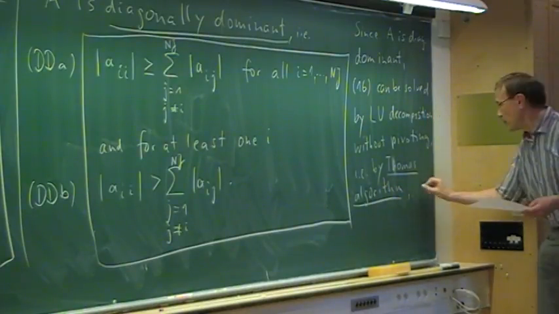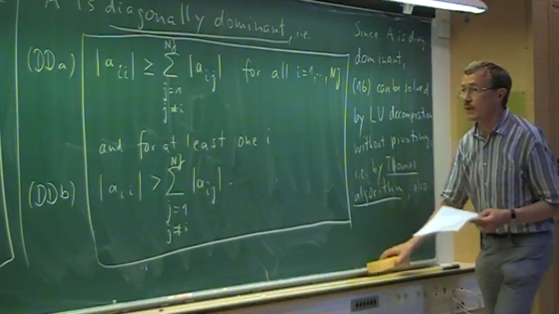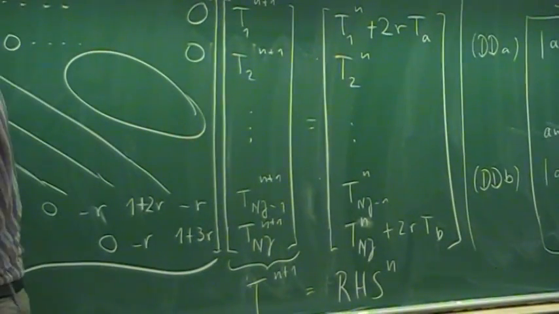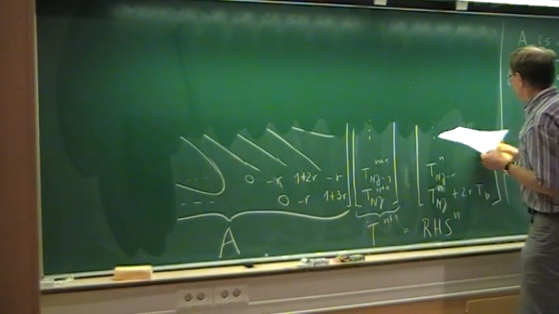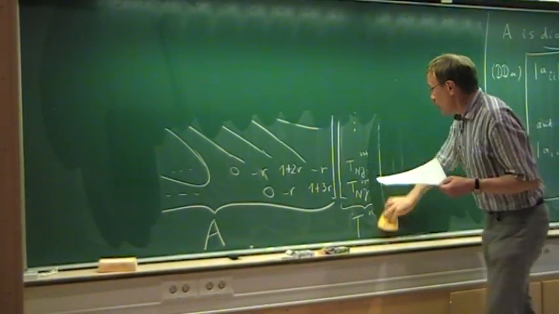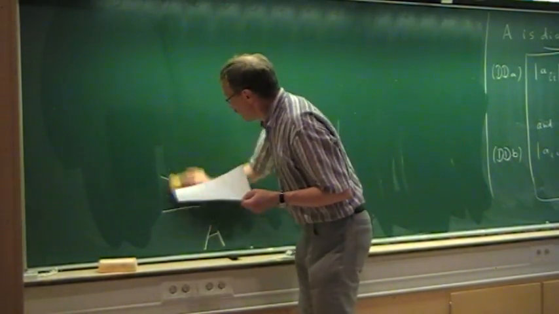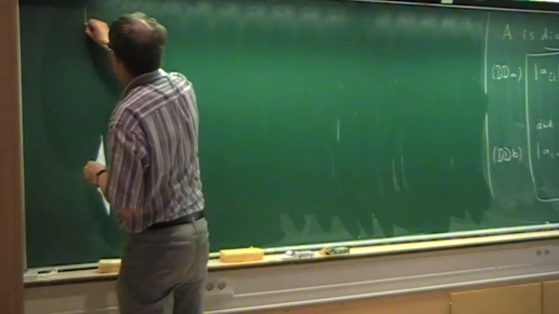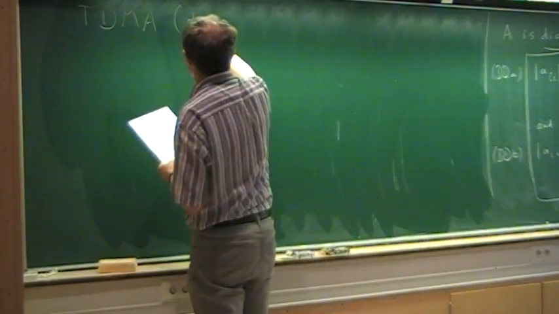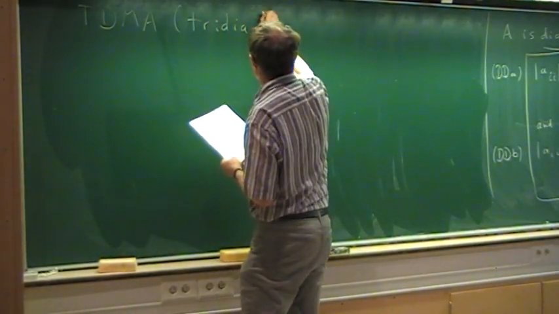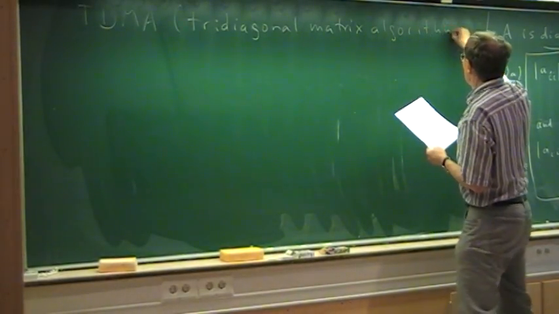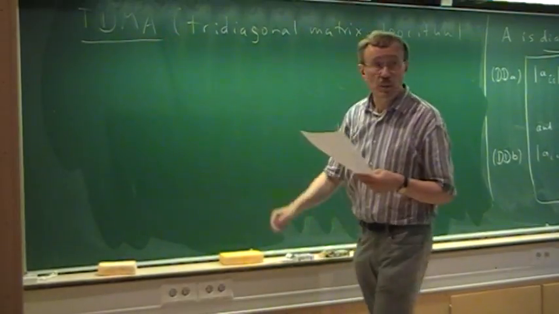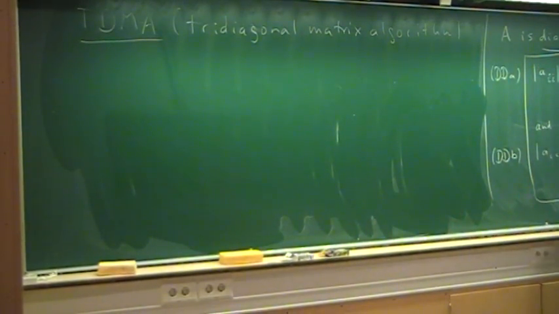Which is also called the tridiagonal matrix algorithm or TDMA. Usually in CFD, people like to use the term TDMA, the applied mathematicians, numerical analysts, like to call it the Thomas algorithm.